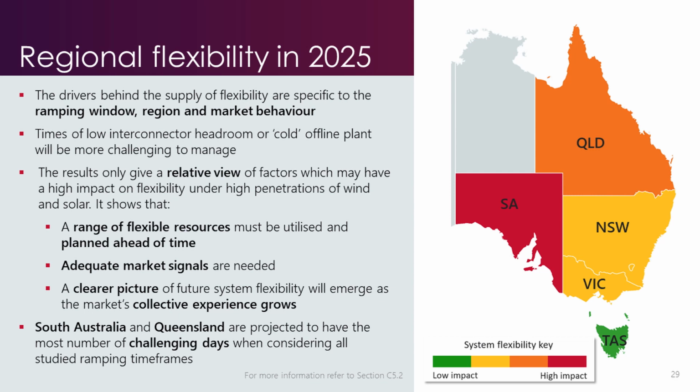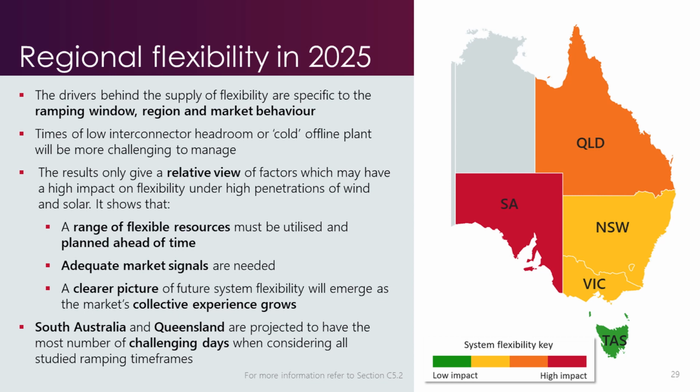What our analysis does show is that a range of flexible resources must be utilized and planned ahead of time. Adequate market signals are needed to encourage local flexibility when required, and identifying challenges managing the most extreme net demand ramps with available resources is highly sensitive to the assumptions underlying the analysis. As the market's collective experience operating with increasing levels of wind and solar increases, a clear picture of what flexibility is available to the system may emerge.